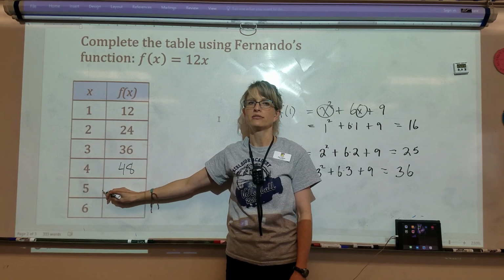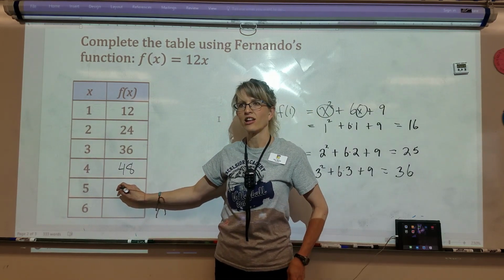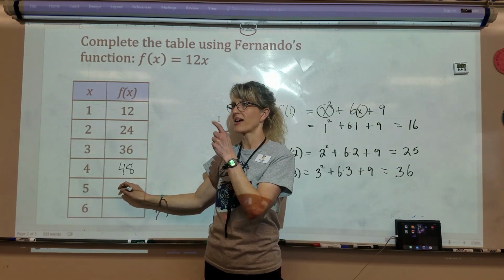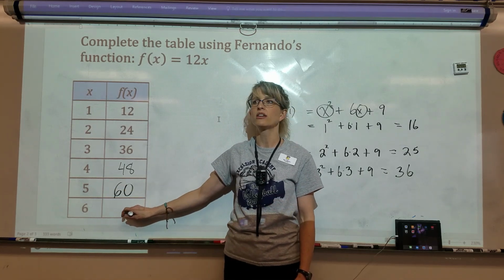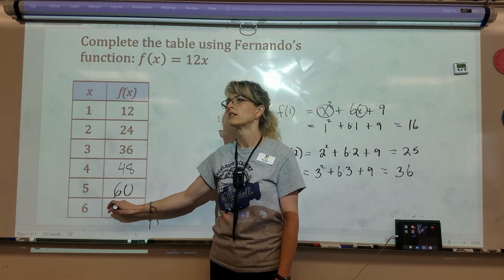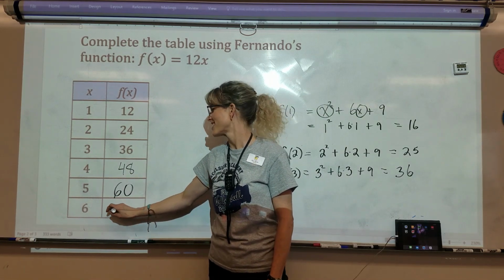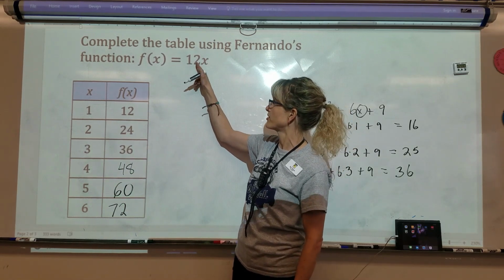How about 5? Emma? Hold on. I'll come back. Rachel? I'll come back. Sophie? Very good. So what's my rule here? Layla? What's my output is what I mean. 72. Very good. So you can just do this 6 times 12, or 5 times 12, 4 times 12.